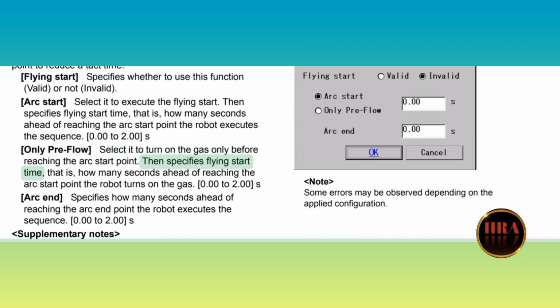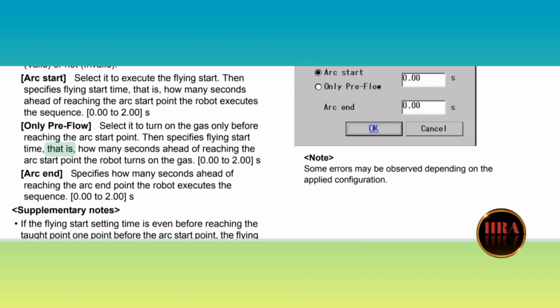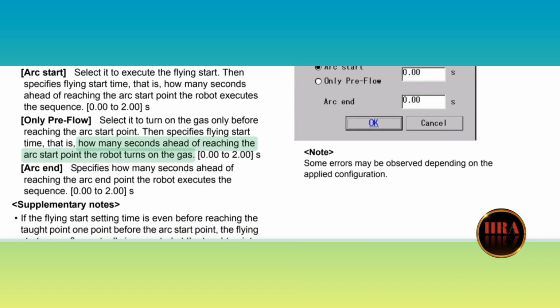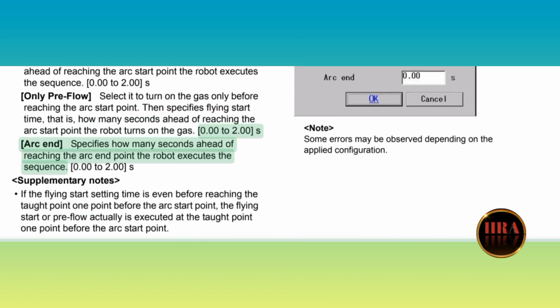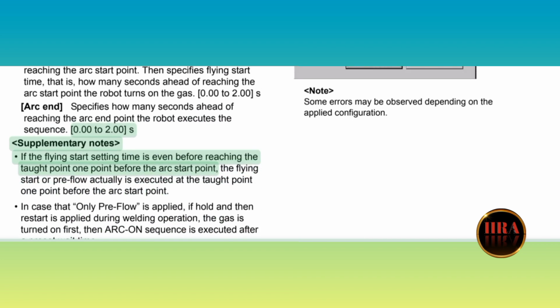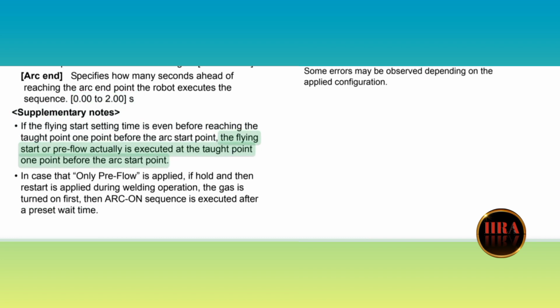Only pre-flow, selected to turn on the gas only before reaching the arc start point. Then specifies flying start time, that is, how many seconds ahead of reaching the arc start point the robot turns on the gas. 0.00 to 2.00 s. Arc end, specifies how many seconds ahead of reaching the arc end point the robot executes the sequence. 0.00 to 2.00 s. Supplementary notes: if the flying start setting time is even before reaching the torque point 1 point before the arc start point, the flying start or pre-flow actually is executed at the torque point 1 point before the arc start point.